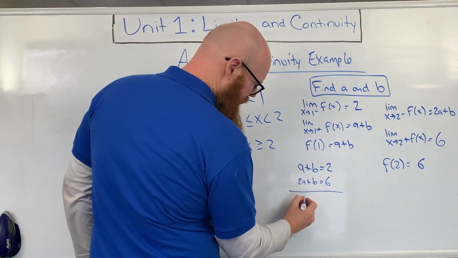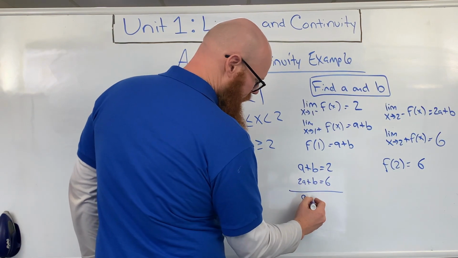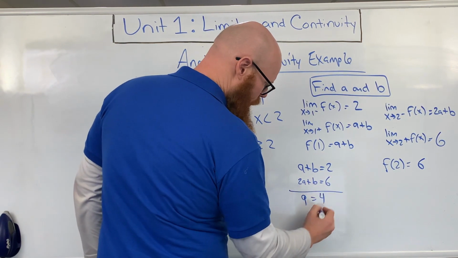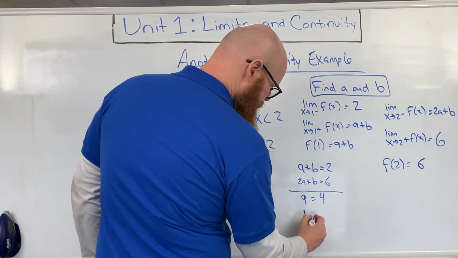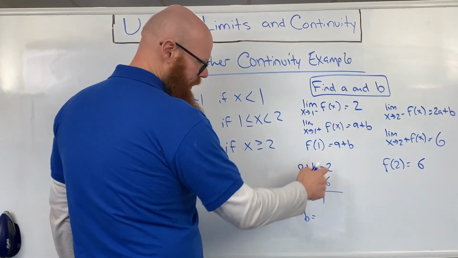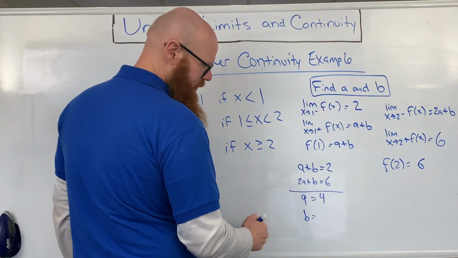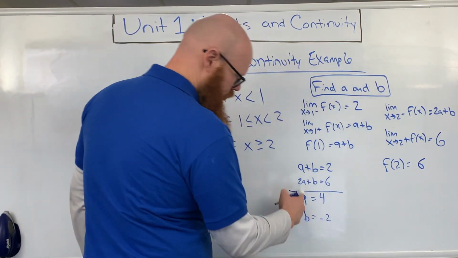2a minus a is a, b minus b is 0, and 6 minus 2 is 4. So a is 4, and if a is 4, 4 plus b is 2, so b must be negative 2. And we can double check that it works with this.